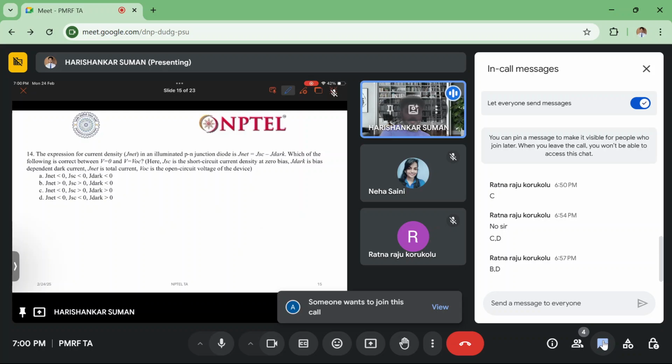So yeah, here is the next question. The expression for current density in an illuminated PN junction diode is J net equal to JSC minus J dark. Which of the following is correct between V equal to 0 and V equal to VOC? JSC is the short circuit current at zero bias, J dark is a bias dependent current, and J net is total current. VOC is the open circuit voltage of the device.